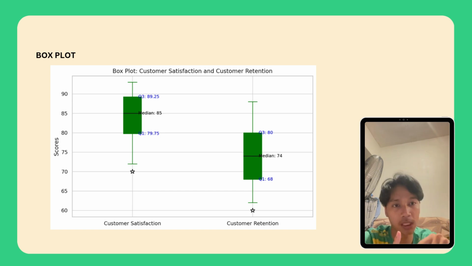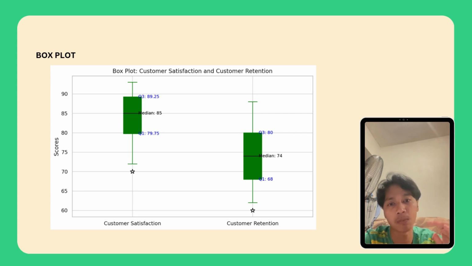Below the box you see a red star at 70. That's an outlier. It means someone had a much lower satisfaction score than the rest. On the right, customer retention, same idea here. Q1 is 68, Q3 is 80, and the median is 74. The outlier is at 60. This box plot makes it easy to compare both aspects side by side.